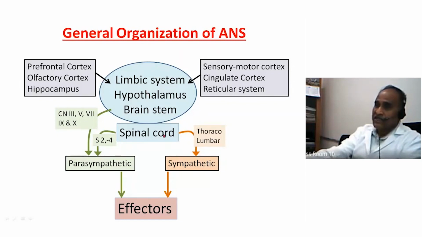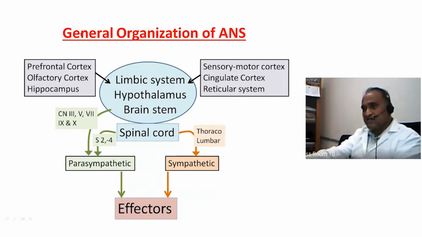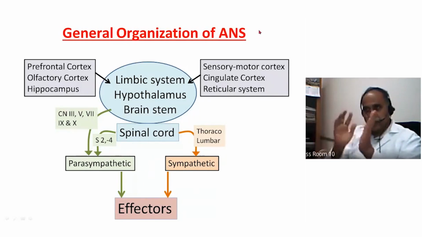Now coming back here, the brainstem and these centers are governed by the hypothalamus, because the hypothalamus is the seat which receives inputs from various components of the limbic system, especially the amygdala. And the amygdala governs the hypothalamus. The hypothalamus, through the brainstem, by altering these neurons or centers, will bring about the action. This is a generalized plan of the autonomic nervous system.